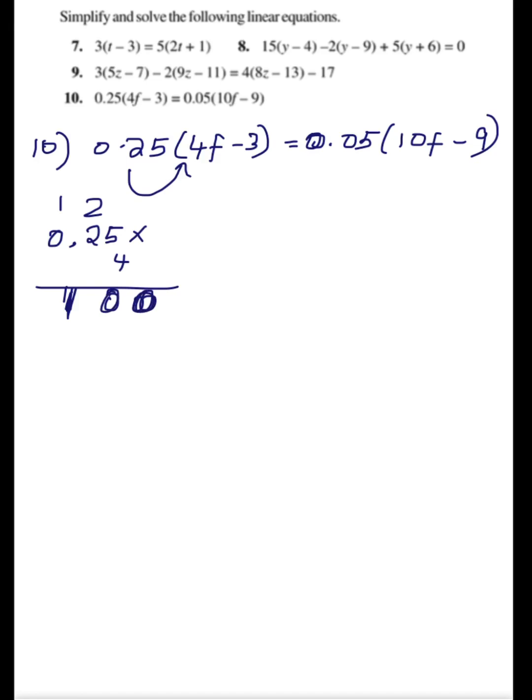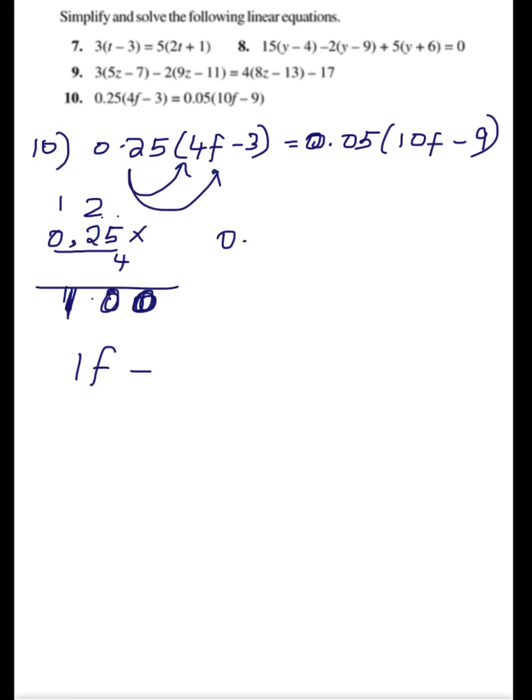Now you need to observe this question. After the decimal point, two numbers are there, 1 and 2. So in the answer also, after the decimal point, two numbers should be there. So our answer will become 1.00. 1.00 means 1 itself. So 1f. Then minus, what you have to do?